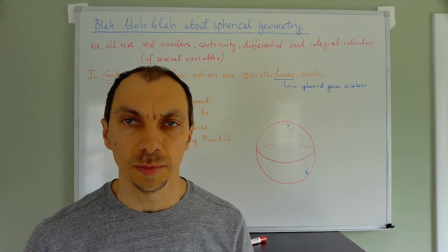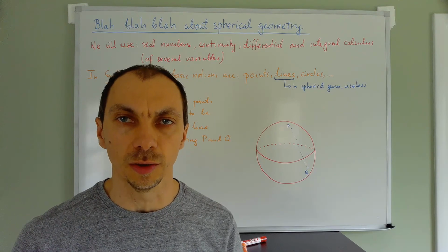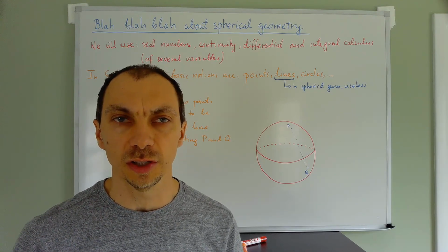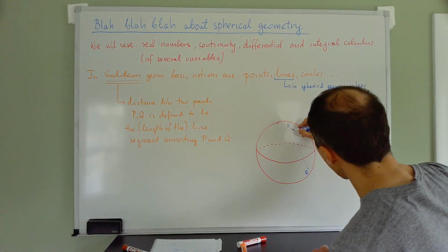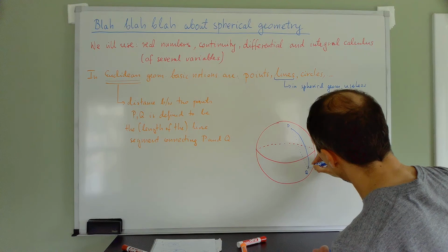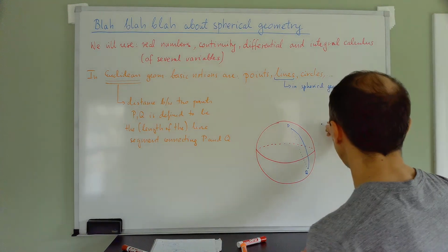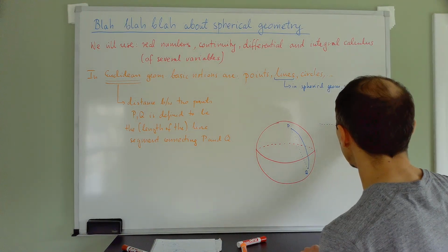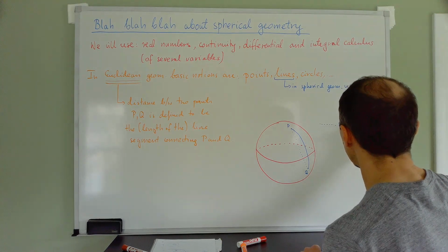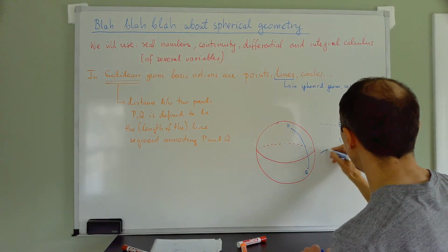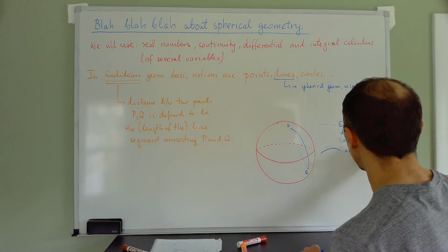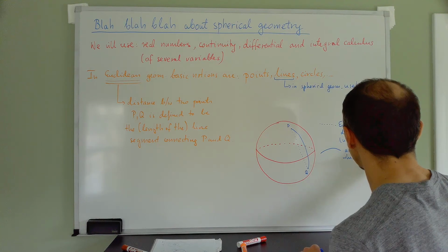Because in order to travel from city P to city Q, we cannot go along the straight line segment. We have to stay on the surface of the Earth. So we have to actually traverse some sort of arc. So this would be the Euclidean distance, useless for us here, while this is the arc on which we travel, along which we travel.